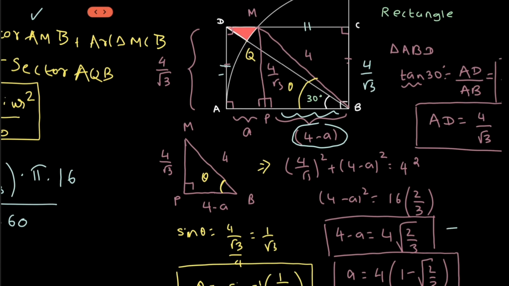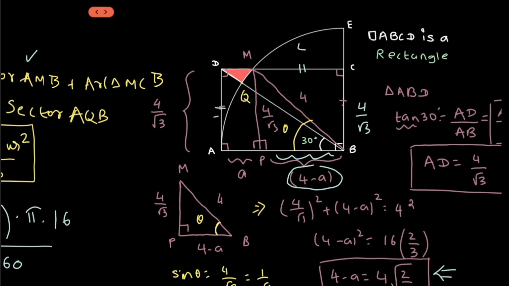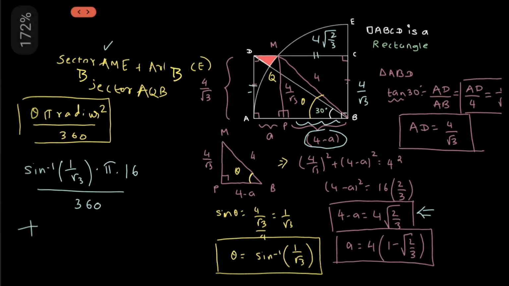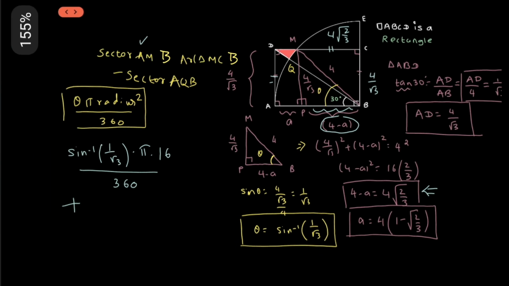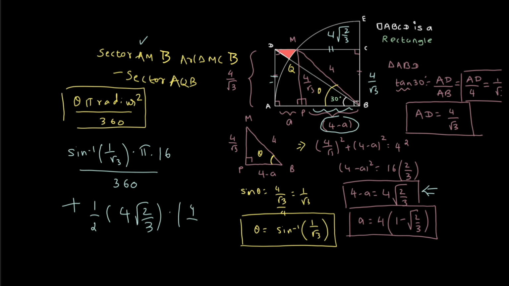Remember that we have got the value for 4 minus a as 4 times square root of 2 upon square root of 3. So this length would be 4 times square root of 2 upon 3. So this right angle triangle, we have got the base also and the height also. So simply applying the formula for area of a triangle, that is half the base, so 4 times square root of 2 upon square root of 3 into the height, that is 4 upon square root of 3.